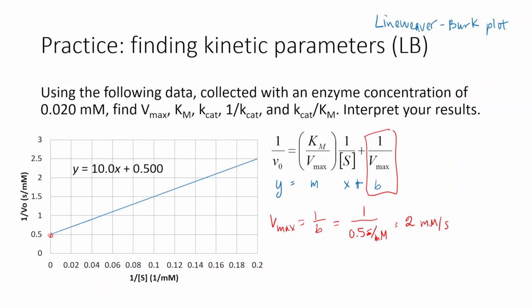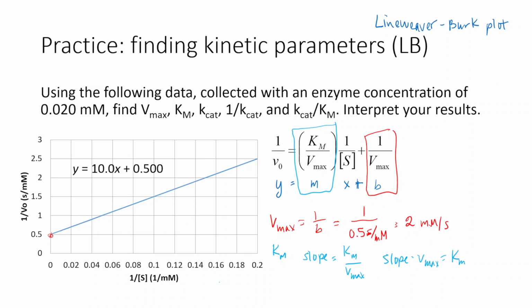So, how can we figure out our Km? What information on the plot can tell us Km? It's not the y-intercept. Yes, the slope. Our slope is the m in our line equation, and our slope is defined as Km over Vmax. So if our slope is Km over Vmax, you can multiply both sides by Vmax to solve for Km. So we have slope times Vmax equals Km.